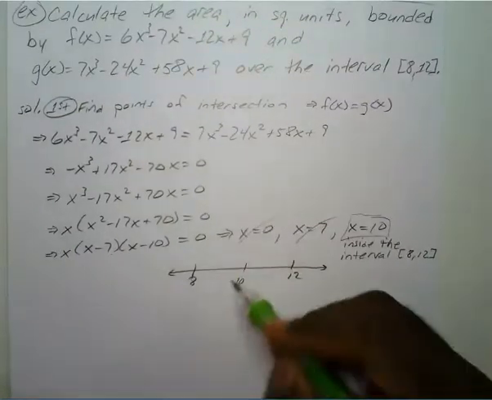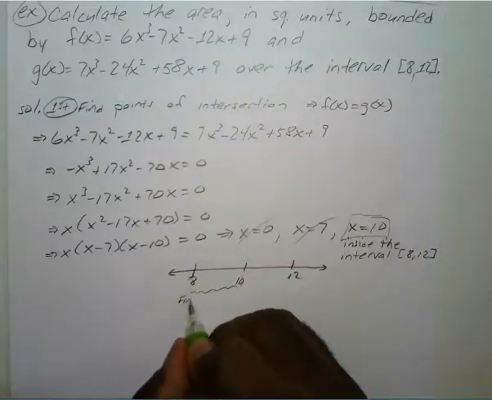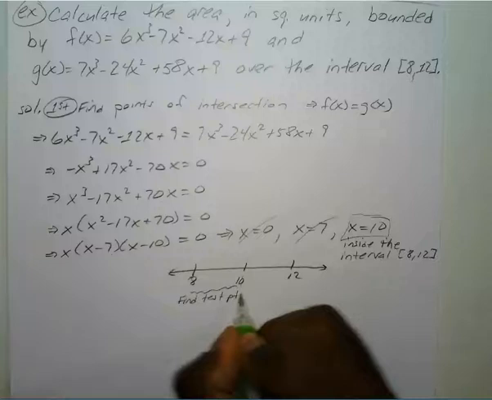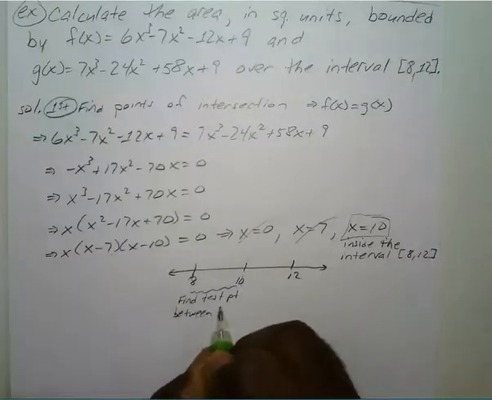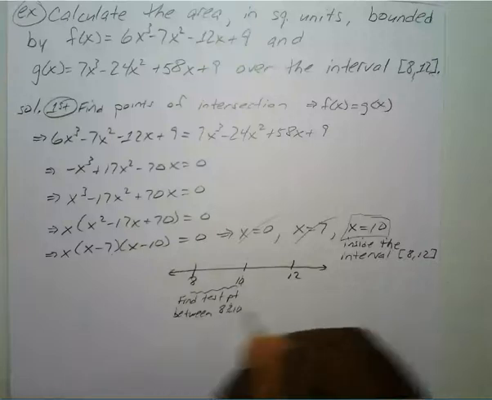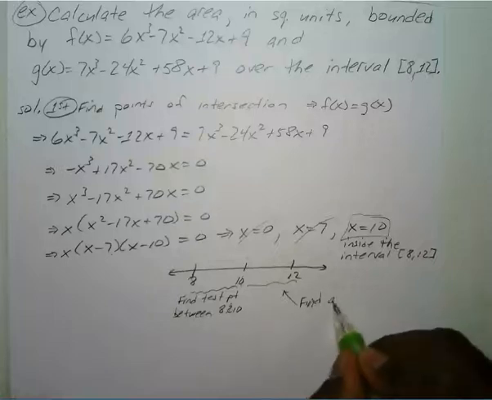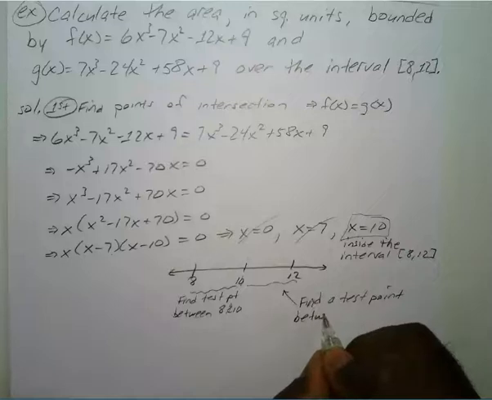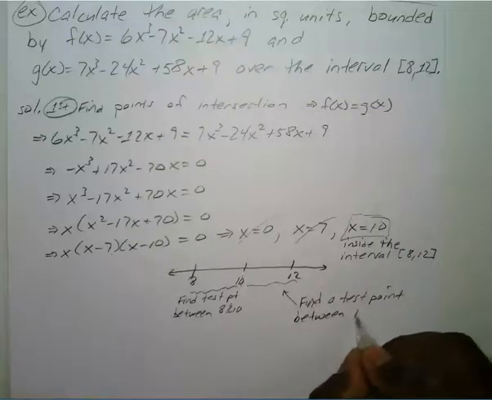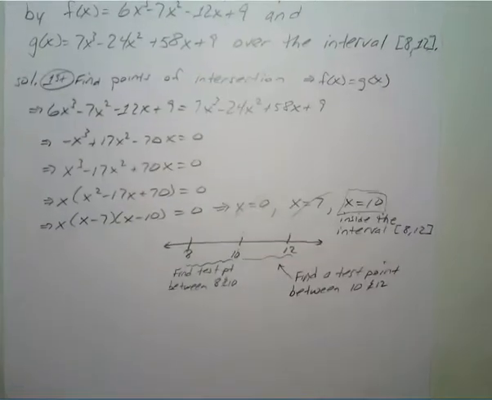Okay, so what we have to do is find a test point between 8 and 10, and we have to find a test point between 10 and 12. Okay, so between 8 and 10, we'll pick x equals 9.